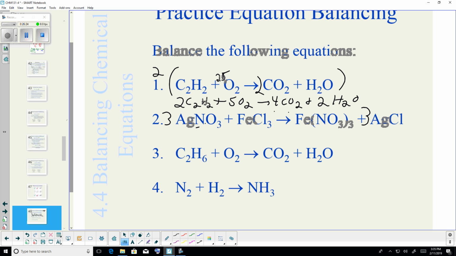C2H6 plus O2. Again, we're going to start with carbon. I got 2 on the left, so I have to put a 2 on the right. Then hydrogen, 6, so what do I have to put in front of the water? 3. How many oxygen on the right? Now you have 5. Try again. 2 times 2 is 4 plus that 3, so that's 7. So I got 7 oxygen on the right.